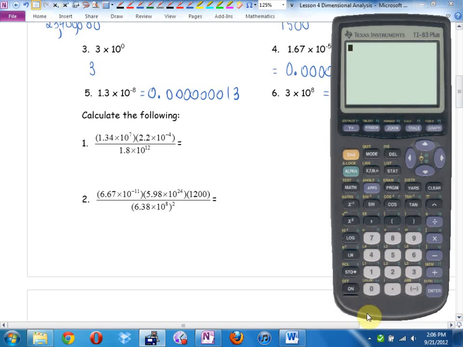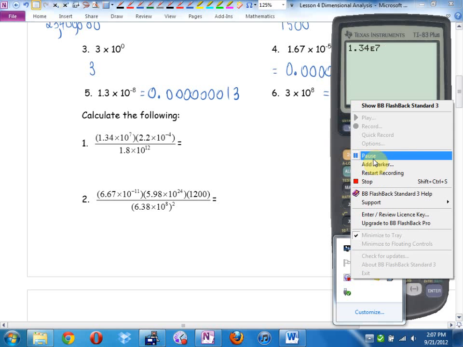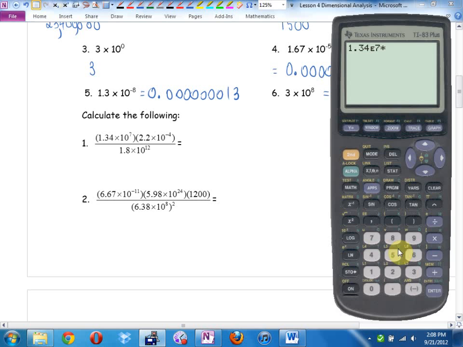You need to find your scientific notation button. It's an EXP button or an EE button. You need to go 1.34, hit your scientific notation button, and get a 7. And if you can't find it right now, now is the time to call me and I will come around and help you. Crunch the numbers. I'll see what I get here.